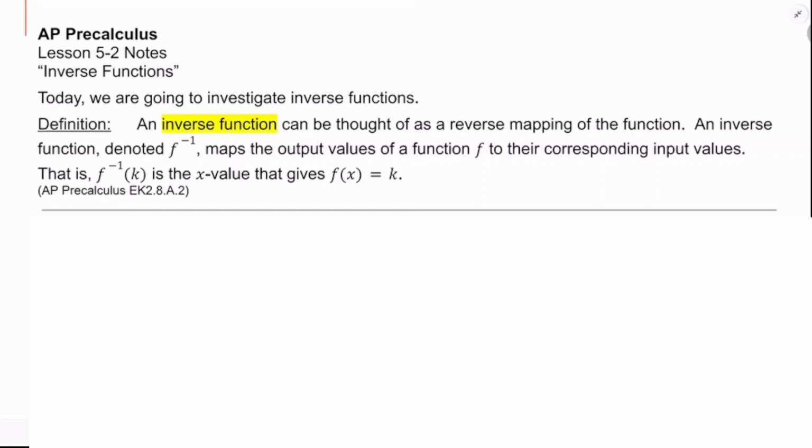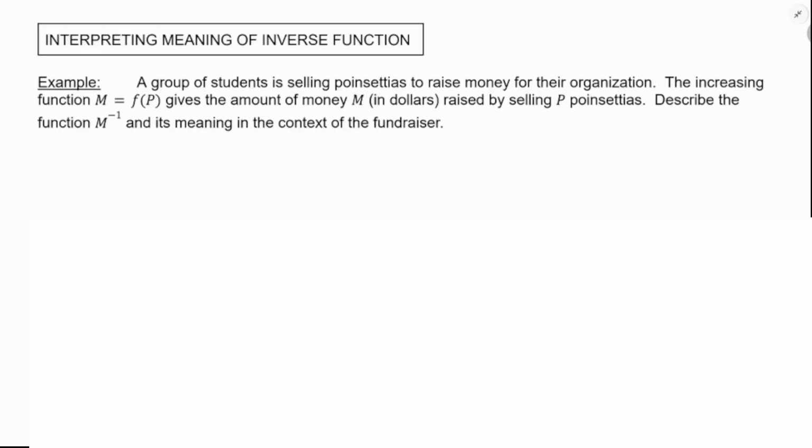But before we even get to that, I'm going to say f inverse of k is the x value that gives f of x equals k, and in this class, that it will be unique. So what I'm going to suggest is that when you are confronted with a problem that asks you to find something like f inverse of 7, you immediately think, I'm going to solve the equation f of x equals 7. And then actually finding an inverse function can come from that process as well.